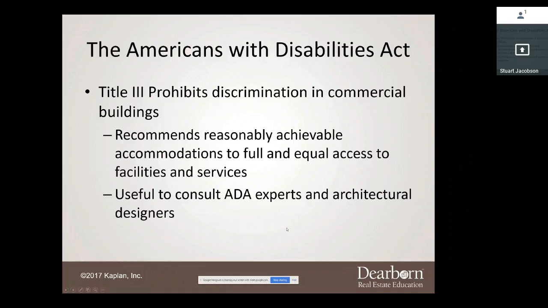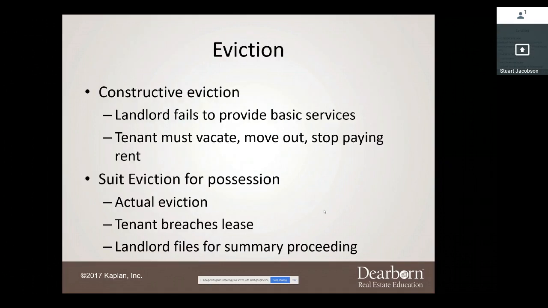Again, I just left this in here because this was something that I thought you might want to read up about a little bit. Your book touches on it a little bit more, but that's about all you need to know about it. Now, let's talk about eviction for a little bit, okay?